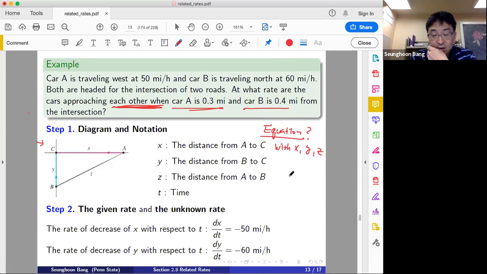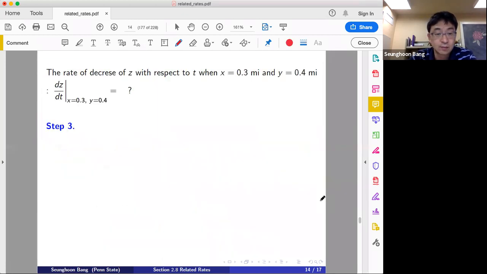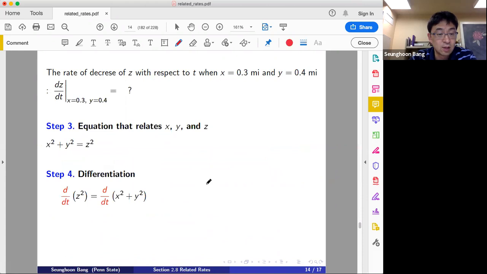Yeah, you're right. You can use the Pythagorean theorem. Yes, it's exactly a right angle. You have x squared plus y squared equals z squared. Yes, we can use the Pythagorean theorem. So like this. Next, differentiate.